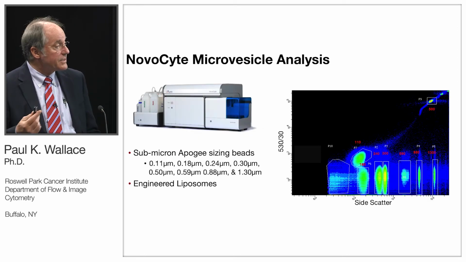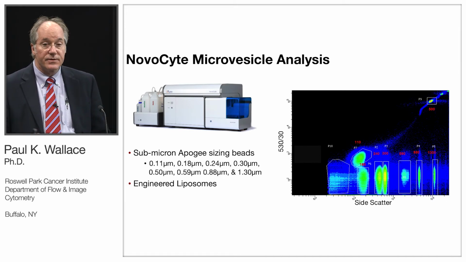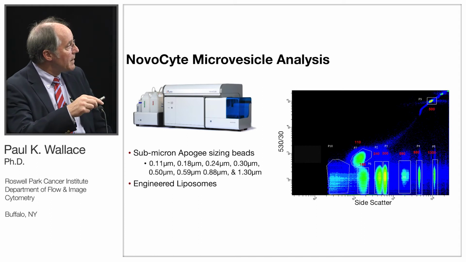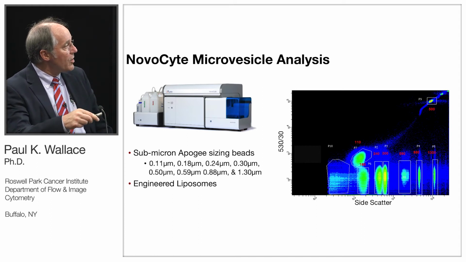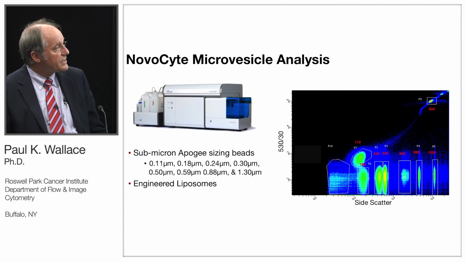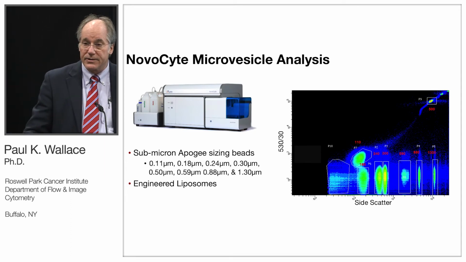So we've done some work with this with the Novocyte, and what we've been running basically to standardize it is these Apogee beads. These are sizing beads, and they range from 0.1 micron, 100 nanometers, all the way up to 1 micron. There are two of them that are fluorescent. There's one up here at about 0.5 microns, or 500 nanometers, that is fluorescent, and then another one here that's really right at about 100 nanometers.